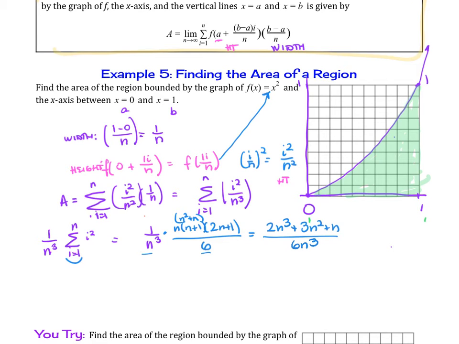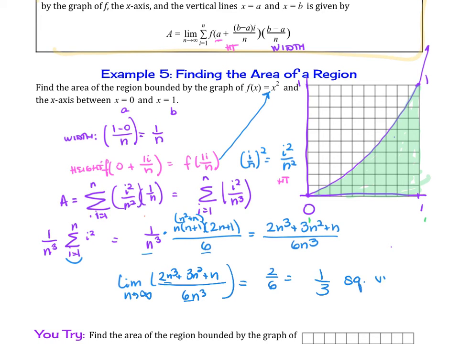So now we're going to use our limit at infinity. So the limit of 2n cubed plus 3n squared plus n over 6n cubed as n approaches infinity is going to be 2 over 6, or 1/3. So the area under the curve is 1/3 square units. That is the area.